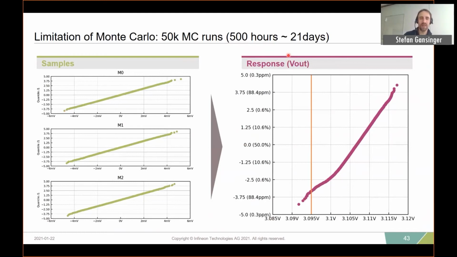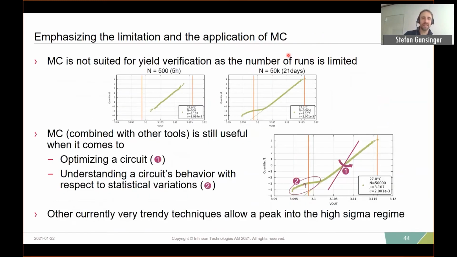So I would summarize that Monte Carlo simulation is not suited if we want to simulate for high yield values. Here again, the comparison. So for a 5-hour simulation, everything looks nice. But if we go to 21 days, like in this example, it doesn't look so nice. Still, Monte Carlo is a useful tool when it comes to optimizing a circuit.